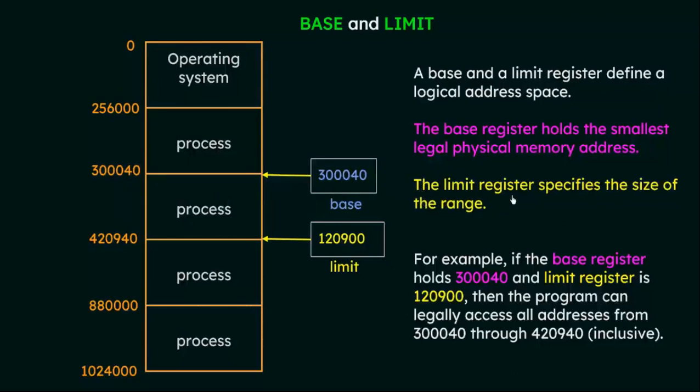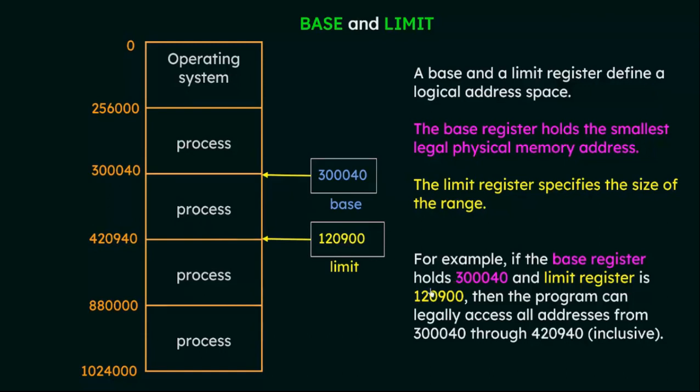And then what is this limit? The limit register specifies the size of the range. So what do we mean here? Here the limit is 120900. That means starting from the base address, if we add this limit, then what is the memory location that we get? That is 420940. If you add these two numbers, you will get this number here. So from the base, if you add the limit, you will get the last memory location that this particular process can access. That is what we mean by the base and the limit.